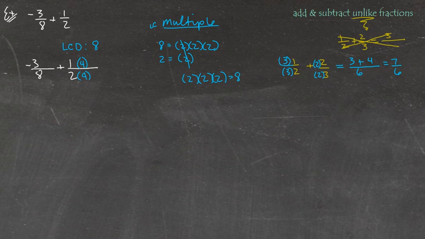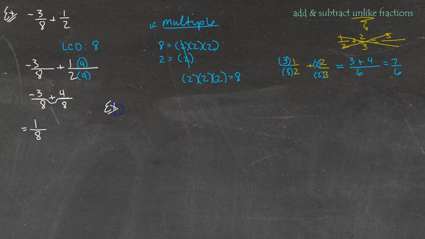And now I have -3/8 plus 4 times 1 is 4/8. Now I have like fractions, and so I can just take my fraction bar and put all of my operations above. -3 plus 4 is 1/8.